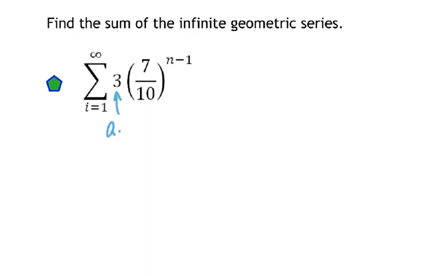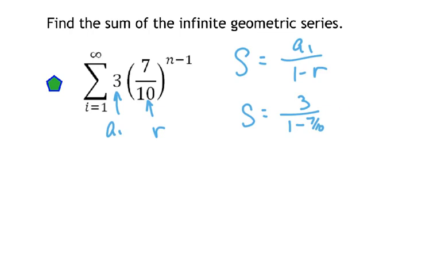Remember, this is just a sub 1. This is r. So using S equals a sub 1 over 1 minus r, we have 3 over 1 minus 7 tenths. That gives us 3 over 3 tenths. When we multiply by the reciprocal, we get a sum of 10.